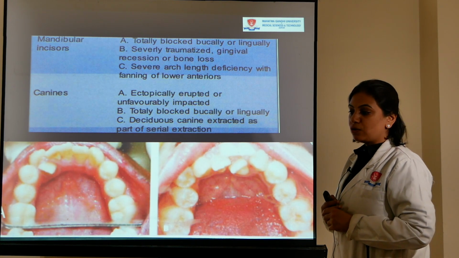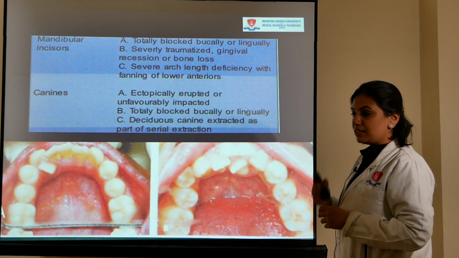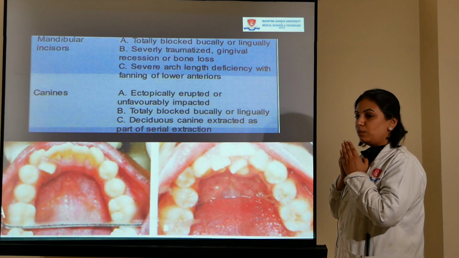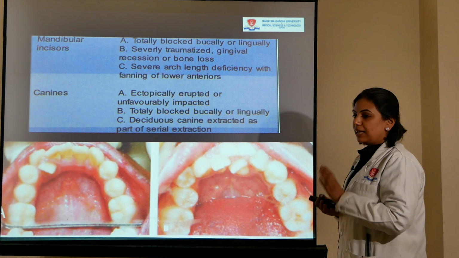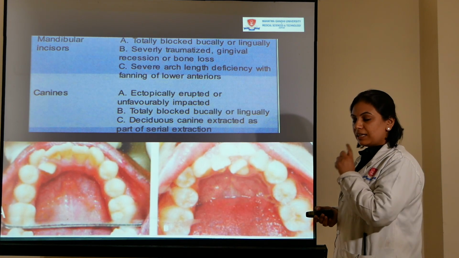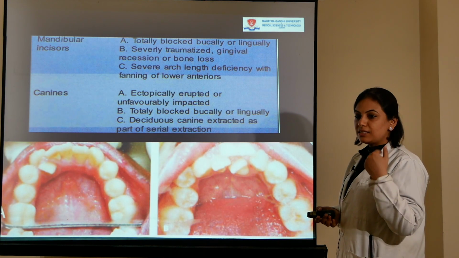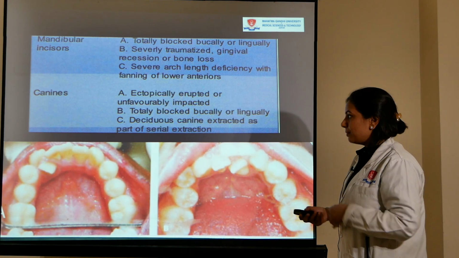They are in fact contraindicated unless they are severely impacted or blocked out and the rest of the teeth are very well aligned. In case of deciduous canines, if one is exfoliated early, the other deciduous canine should be extracted to maintain the symmetry of the arch.